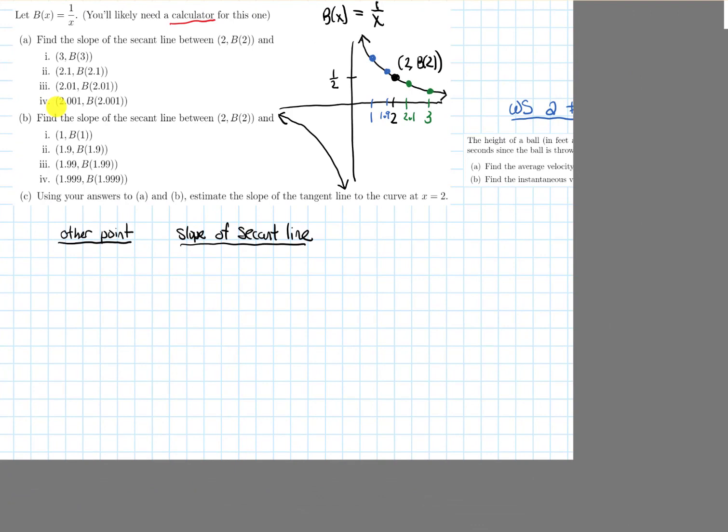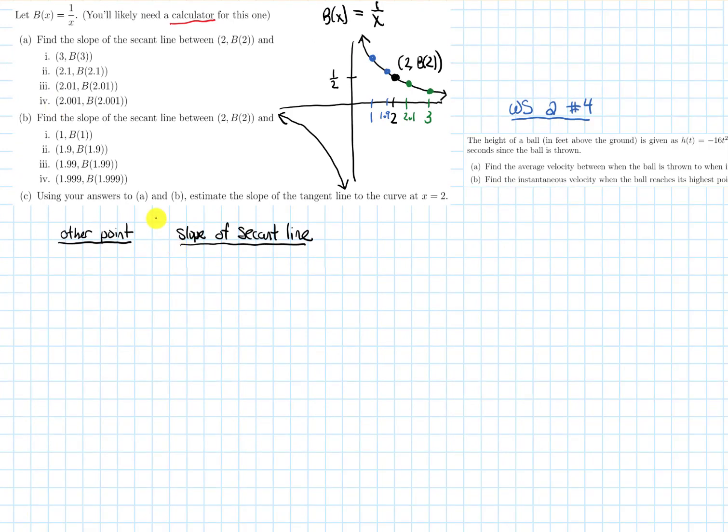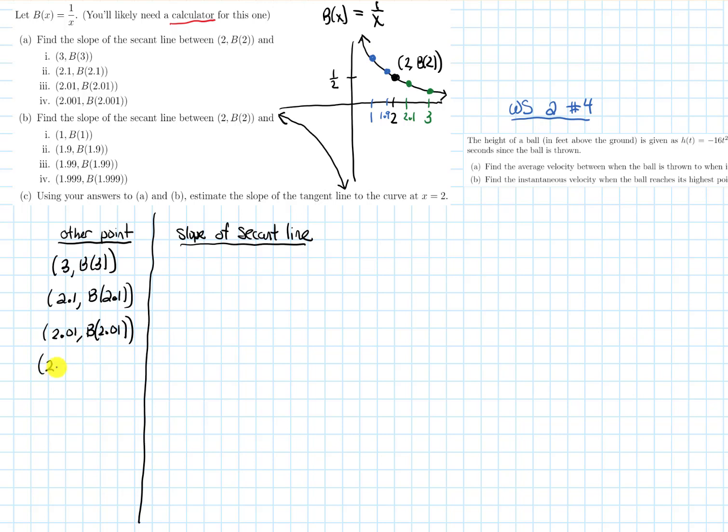So let's zoom it out a little bit so I can see the whole thing. All right, so what are some of these other points? Well, I have (3, b(3)). Then we'll do (2.1, b(2.1)). Then we go even closer, (2.01, b(2.01)). And then we go super close, (2.001, b(2.001)). And then let's also do the ones in part B.